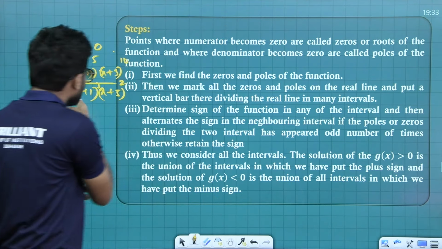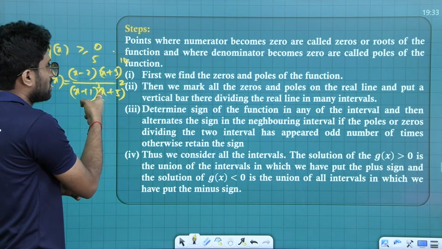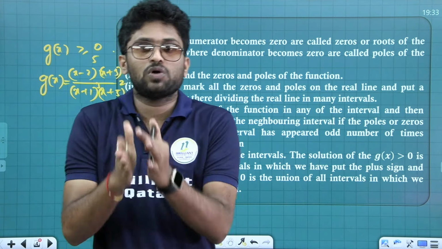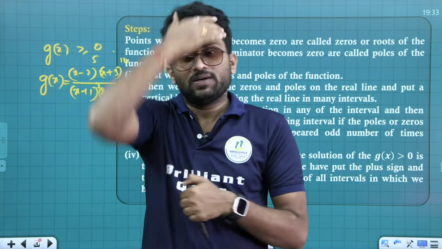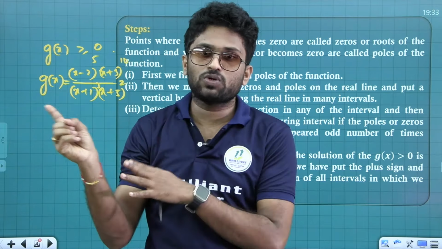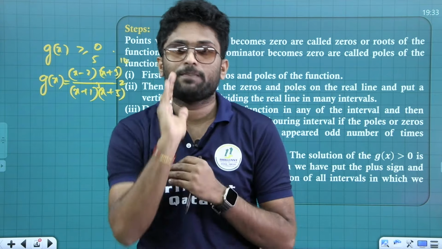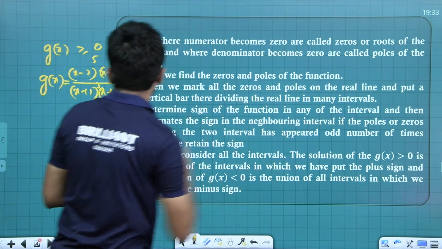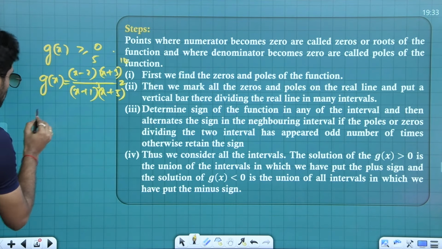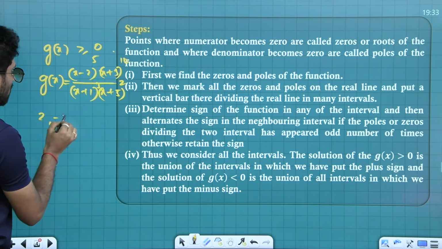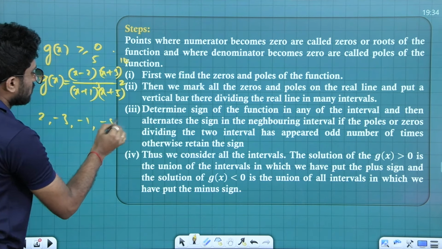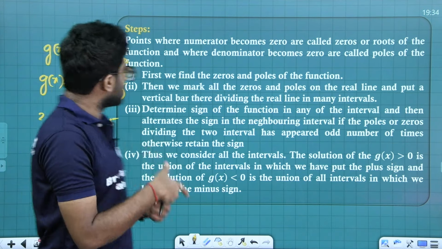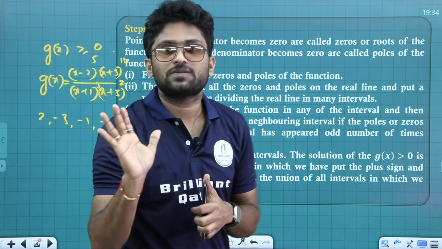If you take x is equal to minus 1 or x is equal to minus 5, we say poles of the given function, poles of the given expression. Numerator makes roots or zeros, denominator makes poles. Okay, now first we find the zeros and poles of the function. What are the things that we have? We have 2, minus 3, minus 1, minus 5. 2 and minus 3 are zeros, whereas minus 1 and minus 5 are poles.